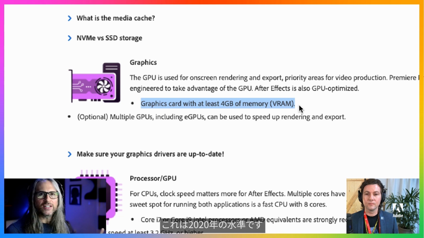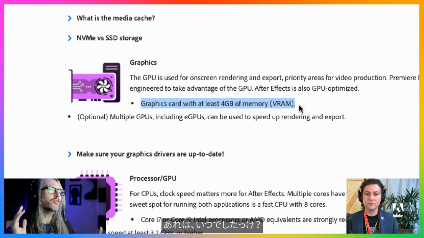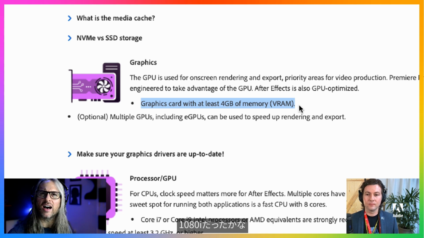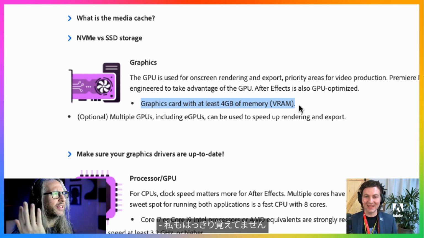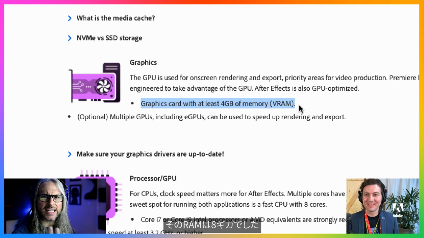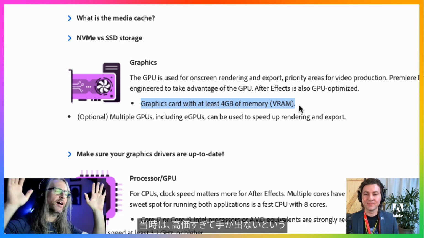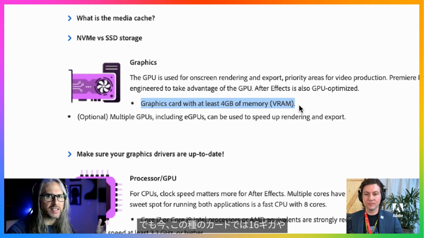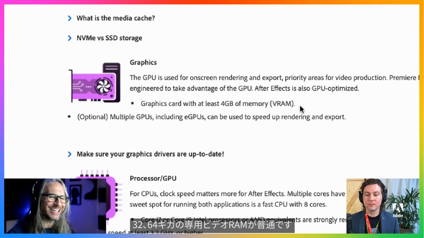That's in 2020. I can remember when, what was it? It was the NVIDIA 1080 card, right? The GTX 1080. I don't remember specifically. Yeah, so many. But the GTX 1080, I think it was. And it had 8 gigs of RAM. This was already 5 years ago or something. And it was unapproachable, and it was very expensive. Now you're seeing these cards with 16, 32, 64 gigs of dedicated video RAM.